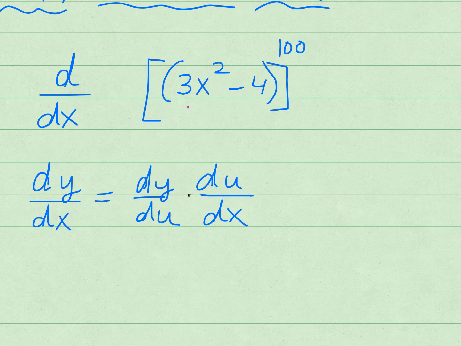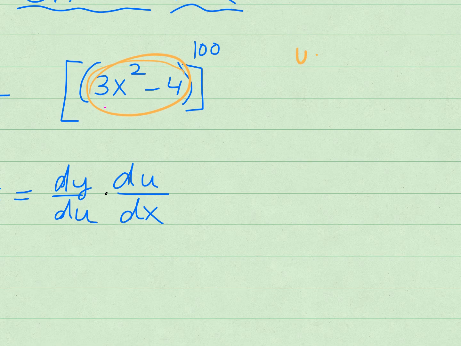So one way that we can think about it is we can use substitution where we're going to make the inside u. So I'm going to say u equals 3x squared minus 4. And then that way, y equals u to the 100th power. So I just substituted u into the parentheses.